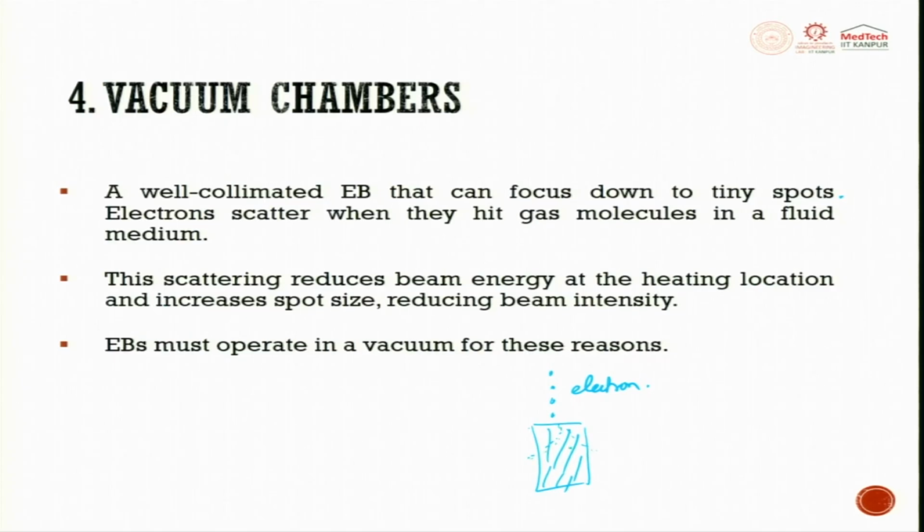So, when it gets deflected, what happens? The heat density, what is heat density? Millijoule per millimeter square or whatever it is. This density decreases. Electron beam must operate in vacuum for these reasons. So, whatever fluid is there has to be removed. The fluid here can be air, it can be liquid, but predominantly we talk about air. This vacuum will increase the energy and decrease the spot diameter.